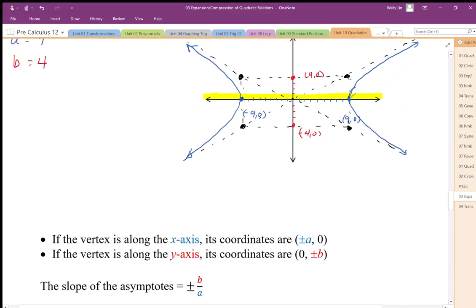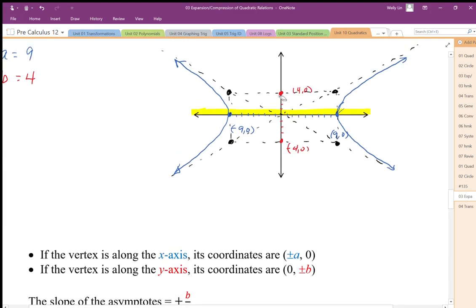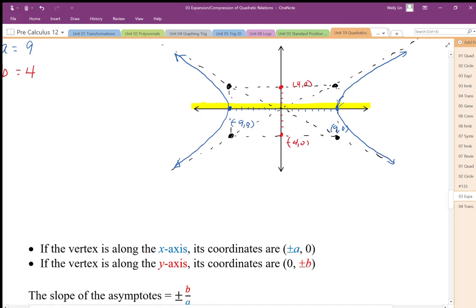So if the vertex is along the x-axis, we're going to just go plus a, minus a. If it's along the y-axis, same thing, we go plus b, minus b. So regardless of whether it's a trans x or y, we set it up exactly the same. The difference then would be whether I draw it through here or whether I draw it trans x.